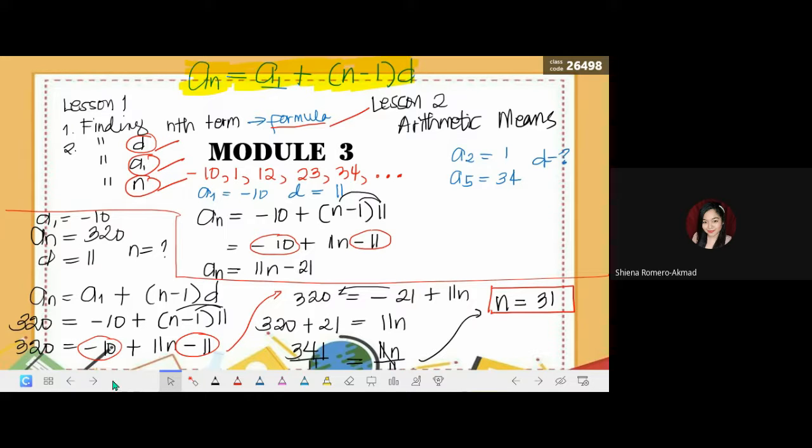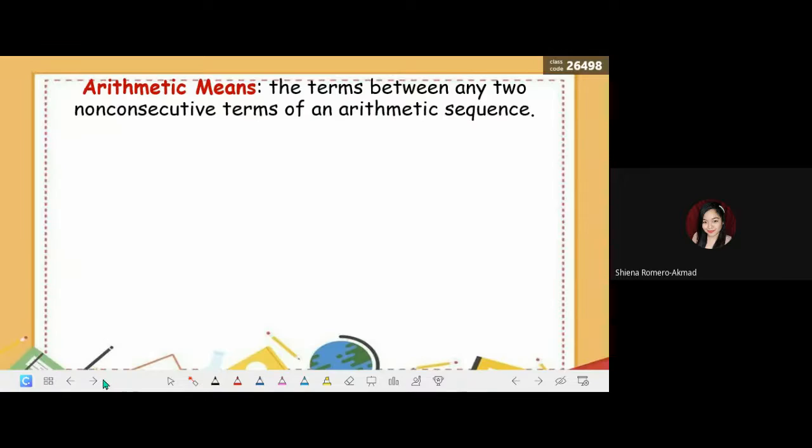Ayan. Let's proceed. So, ano yung susunod natin na lesson? And that is lesson number 2. Yun po yung arithmetic mean. When we say arithmetic mean, according to that definition, this is the term or terms between any two non-consecutive terms of an arithmetic sequence. Let's say nagbigay ng dalawang terms, non-consecutive. When we say non-consecutive, hindi sila magkasunod na term. Okay? Tapos, pinapahanap sa inyo yung mga terms na nasa pagitan or nasa gitna nilang dalawa.